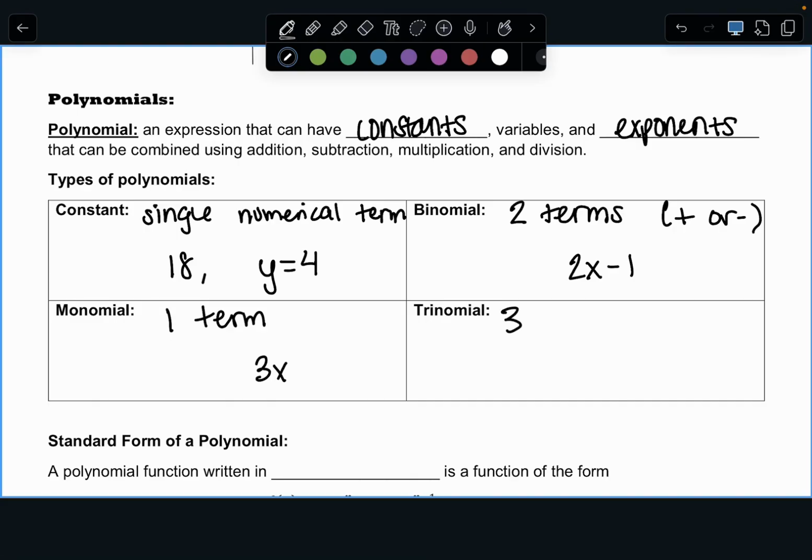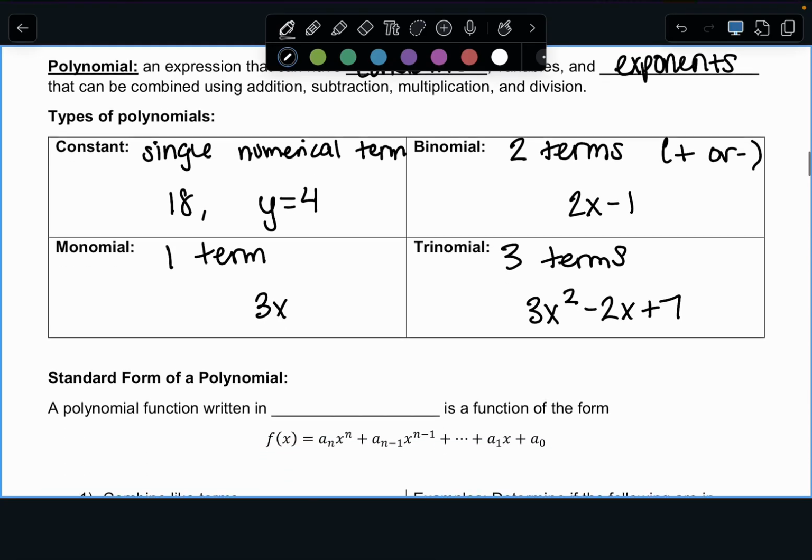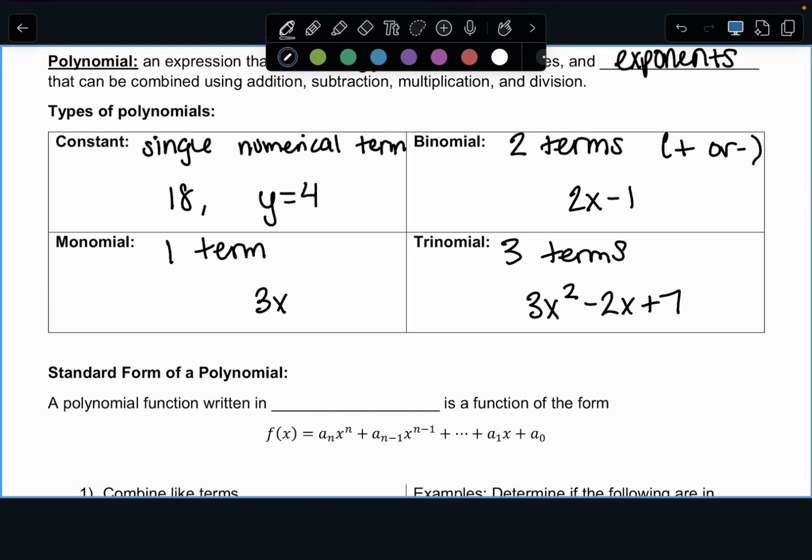Trinomial, how many terms do we think? 3. So now we could bring in an x squared: 3x squared minus 2x plus 7. When we're counting the number of terms, we're counting unique terms in the simplified version. It would be a binomial if it was just x plus x, because we would simplify it and it would be 2x, so it would be a monomial. So we're only counting terms in the simplified version.